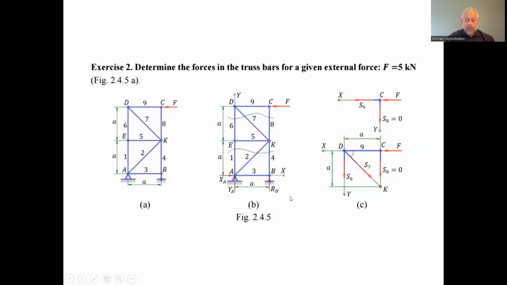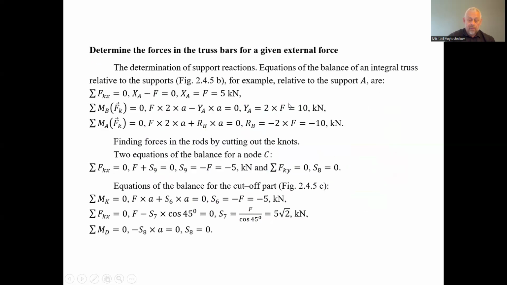So next we consider the balance equation relative to point A for the integral truss, and two forces act, RB and F. Next, considering the balance of rotating moments, we have that RB is minus 10 kilonewton, directed downwards.